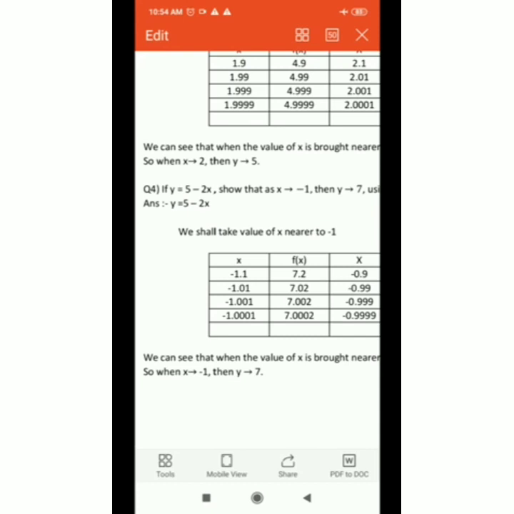So with that, we complete this. We can see what they have given, that when x is tending to minus 1, y is nearing 7. With that, we complete exercise 4.2. This is not there in your syllabus. It's just for your understanding.